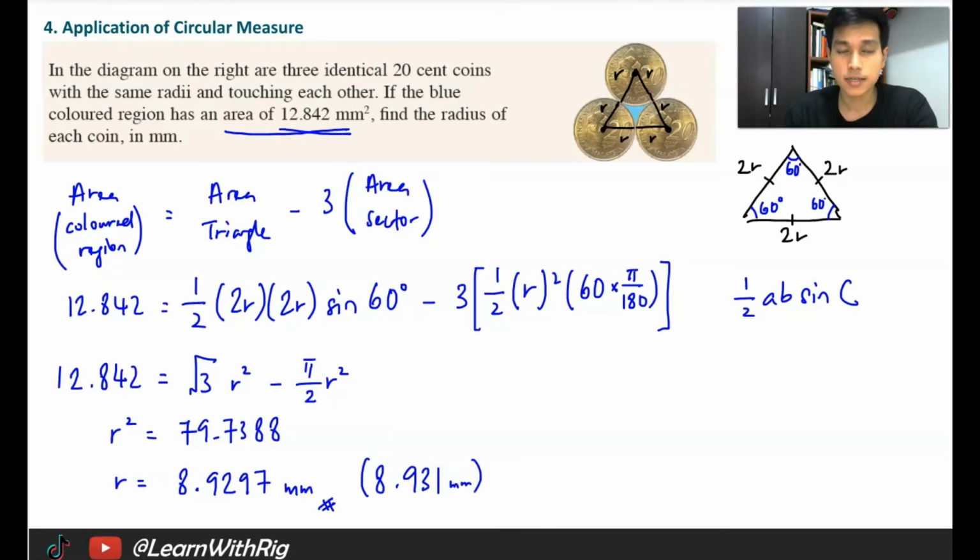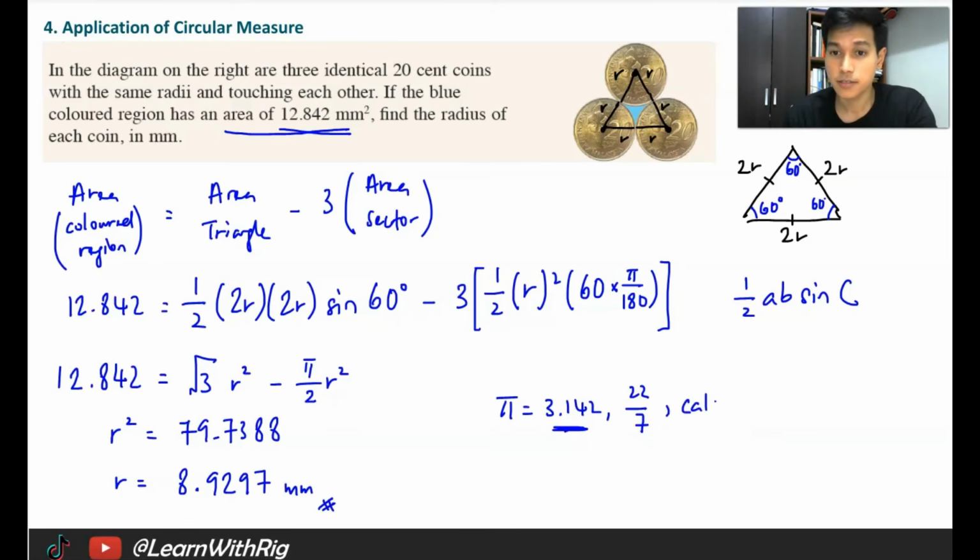In this chapter you won't get an exact answer, because there are many decimal places involved. Some people might take 3 decimal places, and for pi, some people might use 3.142, some might use 22/7. In this case I'm just using 3.142. Some people might use the one in the calculator, so in the end you will get different answers. So this is how you solve this question.